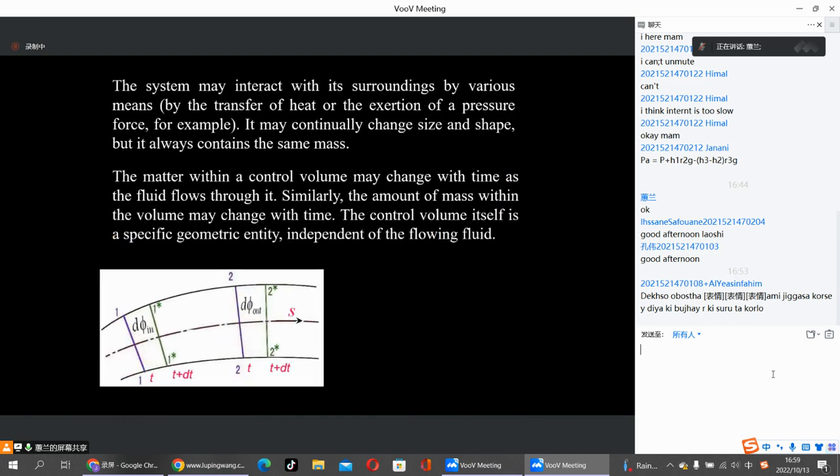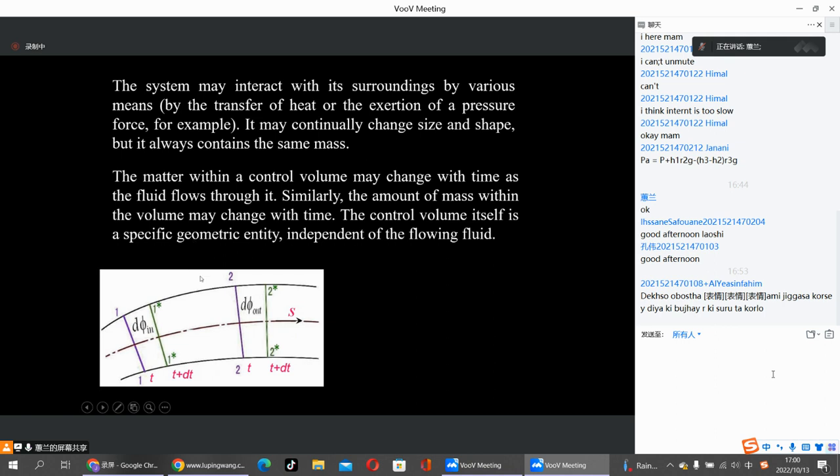What does it mean? Just like here, we have the purple line and the green line, 1-1 and 2-2, to indicate the boundary. At time T, all the particles inside 1-1 and 2-2 can make up a system. And then as time flows, the boundary of the original system 1-1, 2-2 will become 1 star, 2 star. But inside the system, the particles remain the same. They will not change with time. Okay.